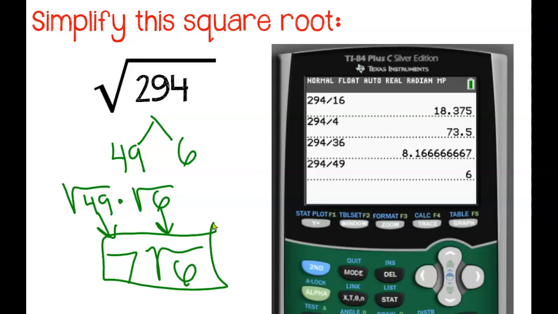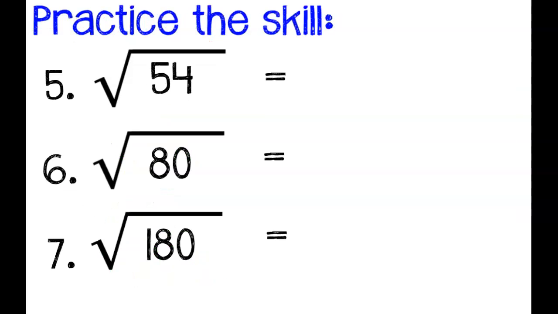So my answer is 7 square roots of 6. Alright, hopefully you're getting the hang of it. If not, rewind the video before you start these next problems on your own. If you think you're ready, then pause the video now and give these 3 a try. Good luck!